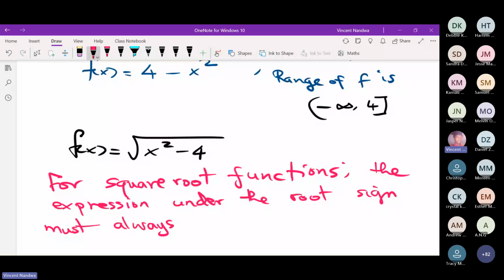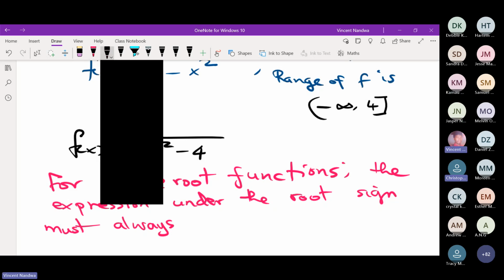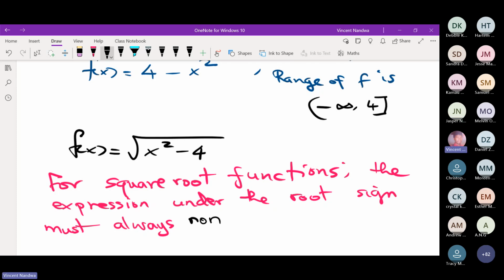What is the condition for the number inside the root sign? For that to be defined, the number under the root sign must always be non-negative. And remember, non-negative means it should be greater than or equal to 0. So whenever you see a square root function, know that the condition is that what is under the root sign must be greater than or equal to 0.